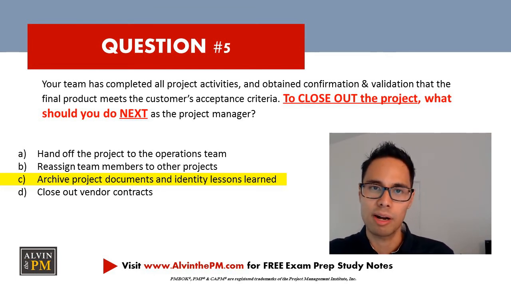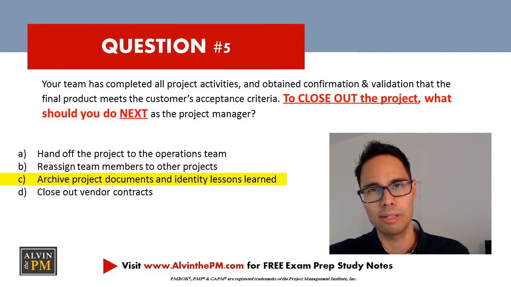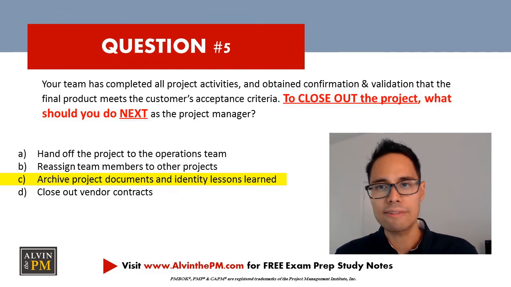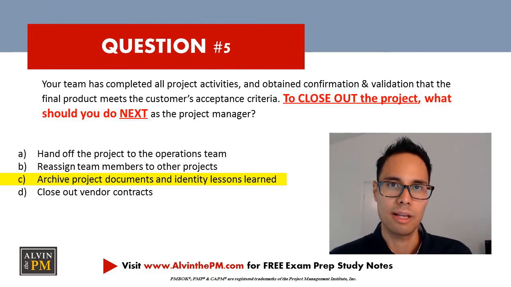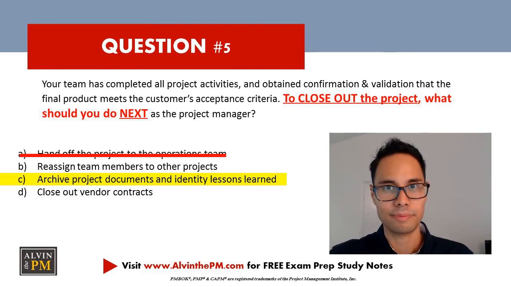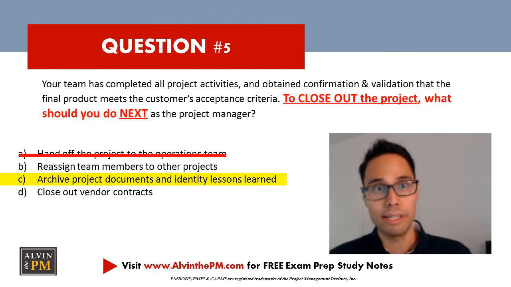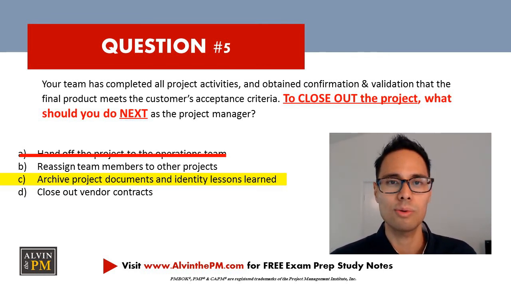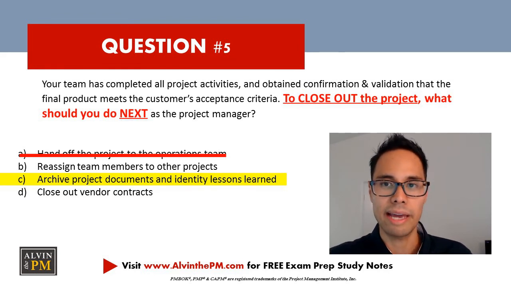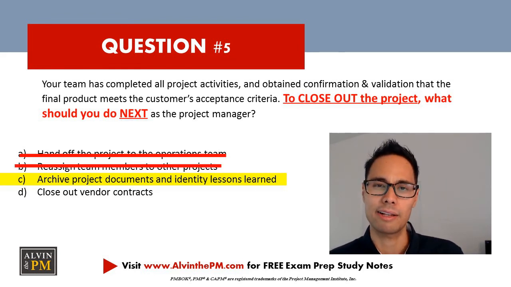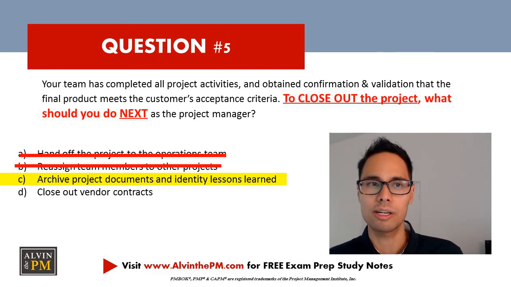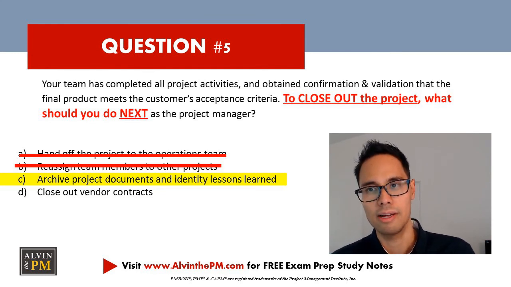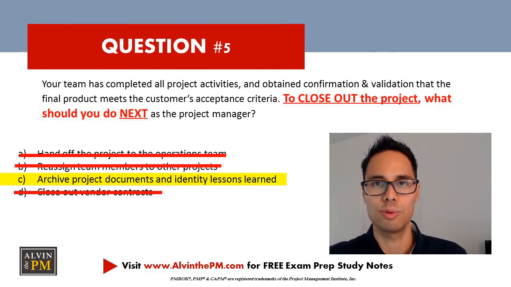Handing over the project to the operations team sounds like a feasible answer. However, remember, you're likely to do this downstream after you've archived documents and captured lessons learned, so choice A can be eliminated. Choice B, reassignment of team members, is typically one of the last activities which takes place along with the transfer to operations, so choice B can be crossed out. Also, keep in mind that the closeout of vendor contracts occurs during the control procurement process, which takes place during the monitoring and controlling phase. So therefore, choice D is also incorrect.